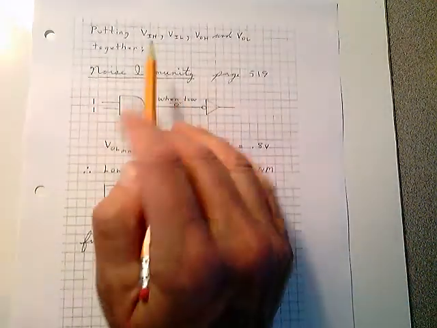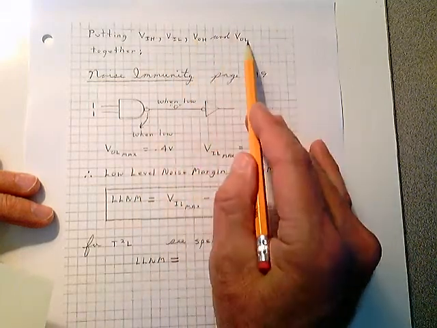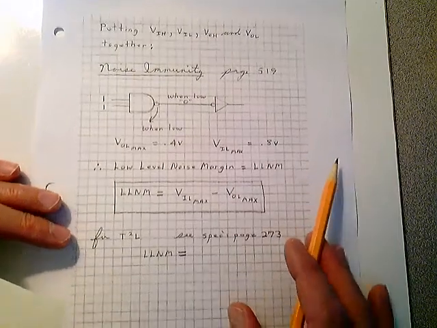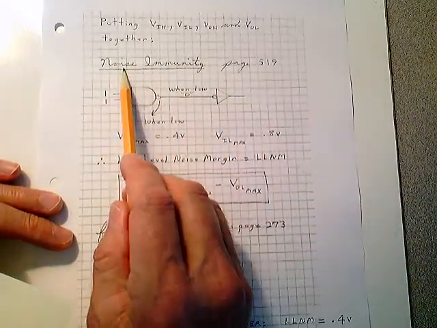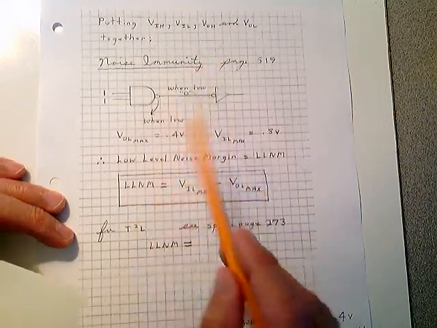So what's the significance of all that? Putting the high-level input voltage, low-level input voltage, high-level output voltage, and low-level output voltage together, the reason we have these in the specification is so we can build in noise immunity. We're going to talk about noise immunity in the circuit, and before I go through the two examples, let me show you something here.